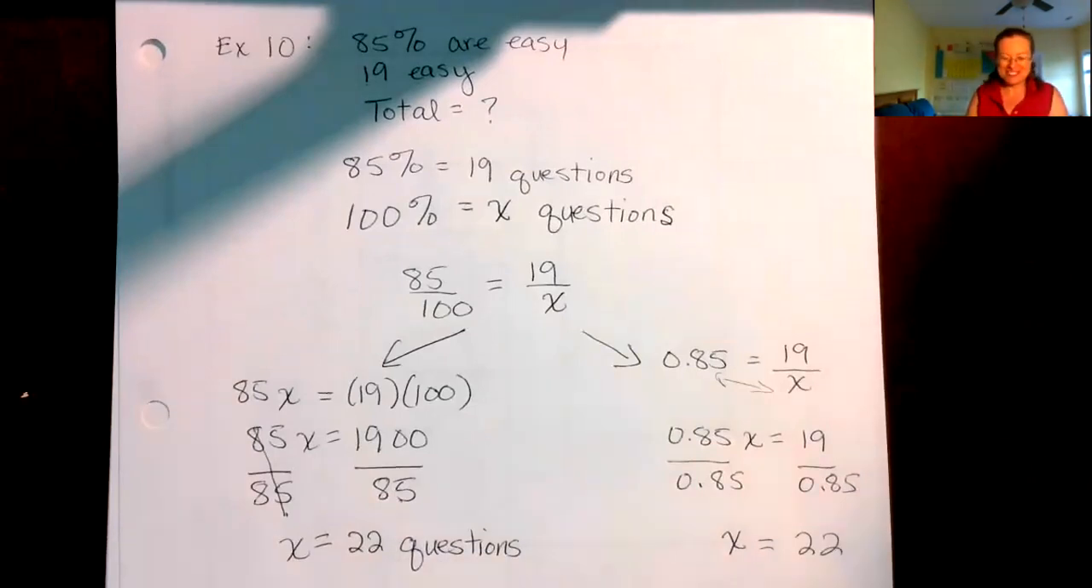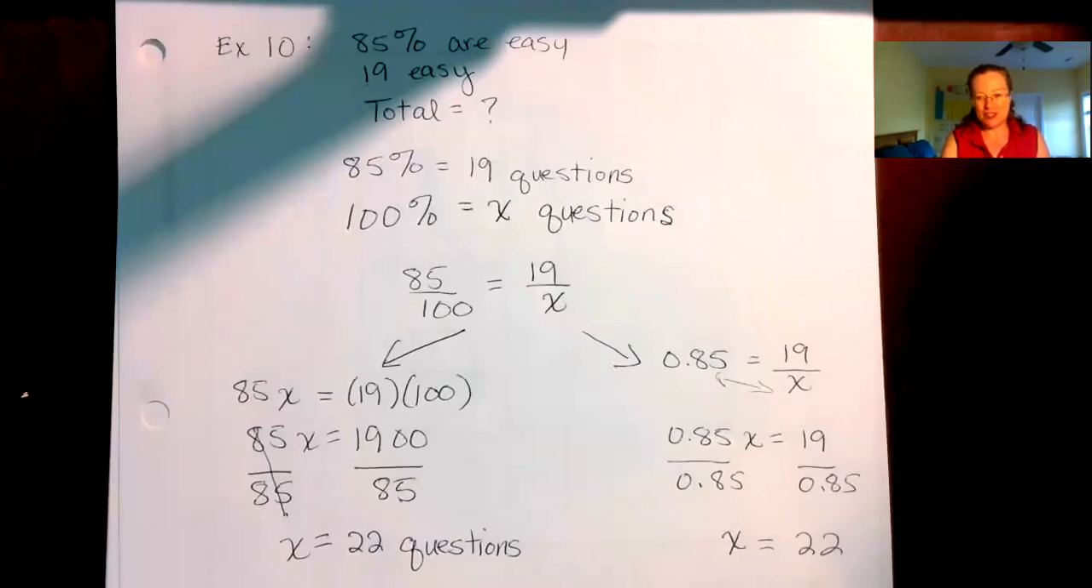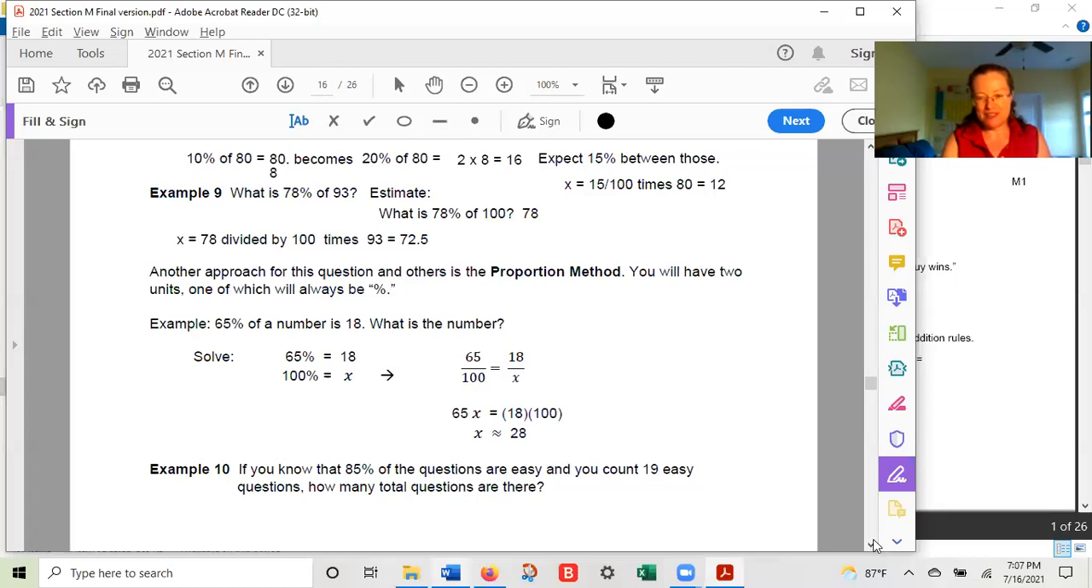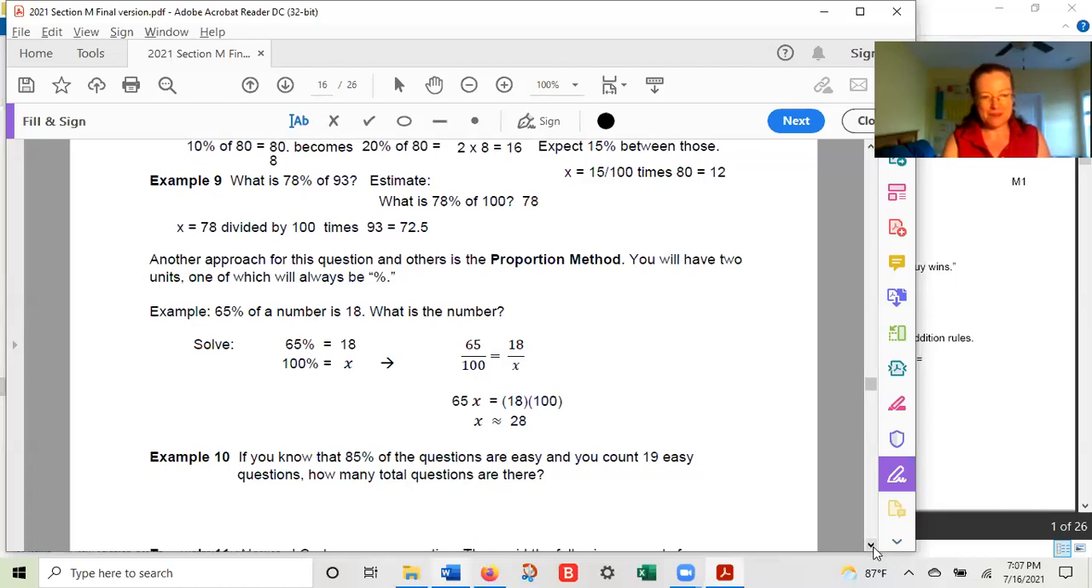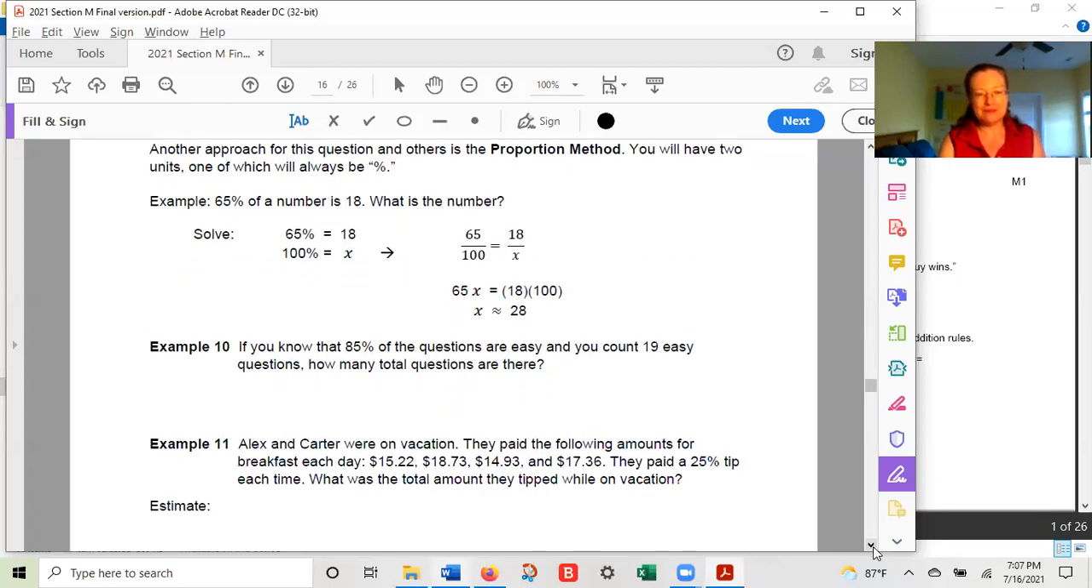Ready for the next one? Let's see what it says. Giving you a moment, thinking about this one, seeing if you like it. That was question number 10, or example 10. Let's see what's next. Example 11.